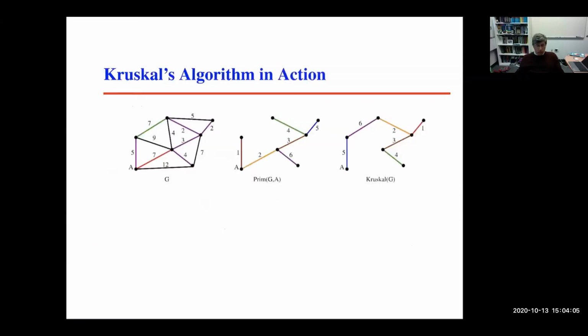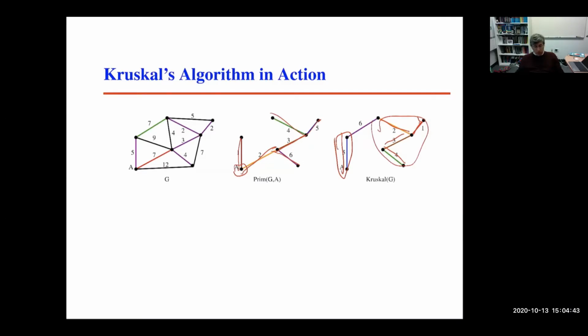I walked through this last time, but Prim's started at one vertex and added the edges in an order like this, radiating out from the tree. Kruskal's always takes the cheapest edge that would not create a cycle, and it might create independent components, like here at this point in the algorithm. We would have two independent components in the graph. That doesn't bother Kruskal's algorithm one bit. Any questions?